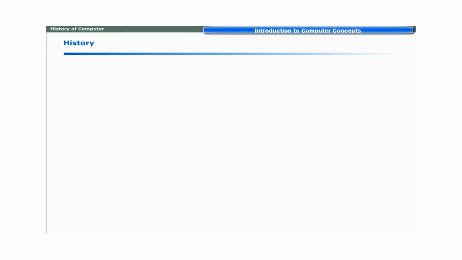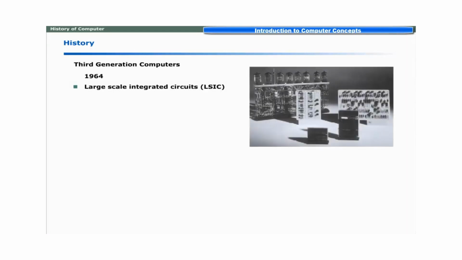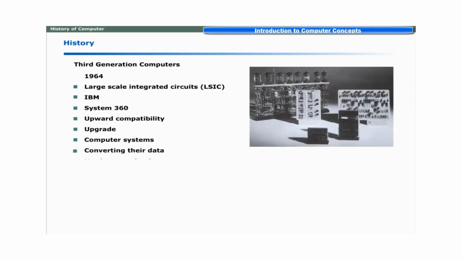Dear learners, technology was rapidly changing and third-generation computers were introduced during 1964. These computers used large-scale integrated circuits. IBM developed System 360 with the idea of upward compatibility that allowed companies to upgrade their computer systems without converting their data. Besides developments in hardware technology, scientists were busy developing the techniques to interact with the computer to perform a variety of tasks.